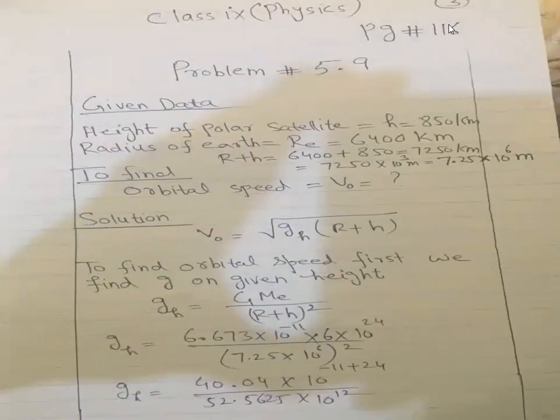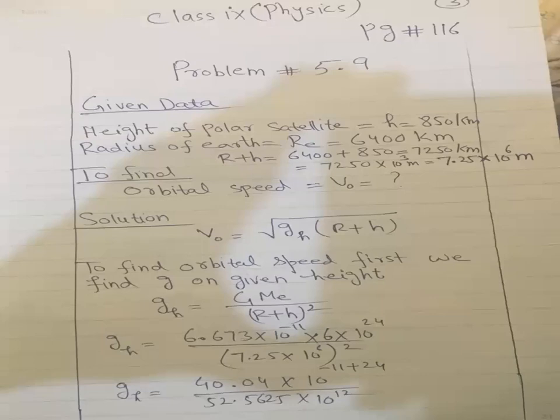Student, I am solving problem number 5.9. I read the problem statement first for you, and the problem statement is on page number 116 of the 9th class textbook. A polar satellite is launched at 850 kilometers above Earth. Find its orbital speed.